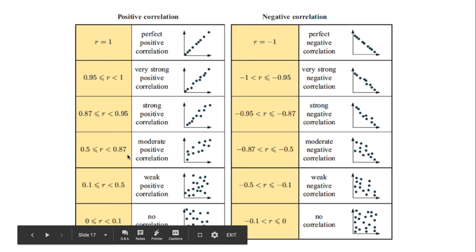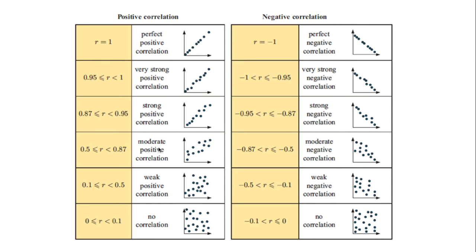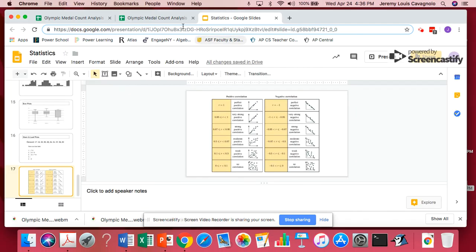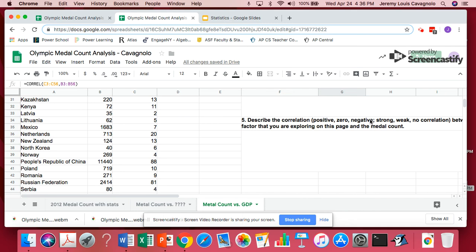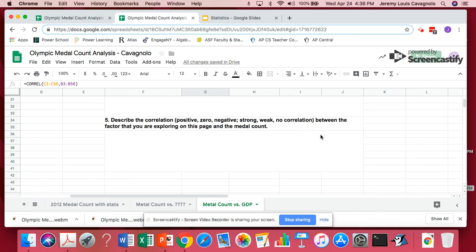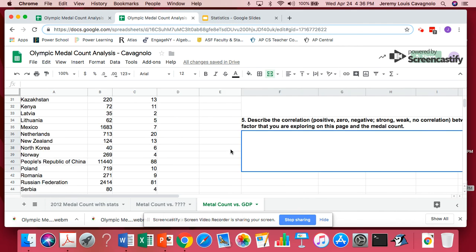We would locate that somewhere around here, moderate. So according to the correlation coefficient that we calculated, we have a moderate positive correlation. And the last question that you have down here: describe the correlation between the factor that you're exploring, GDP, and the medal count. And so you can describe whether it's positive, zero, negative, strong, or weak, or no correlation right here. I gave you some sentence starters or some scaffolding language to use, but you can also get it from the slide.